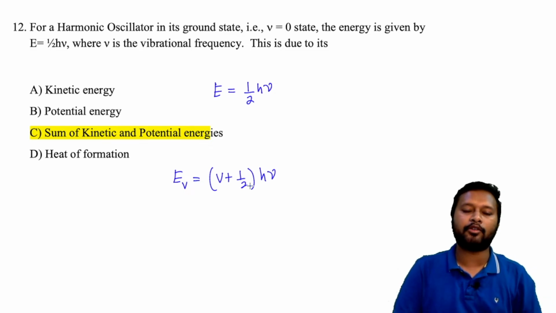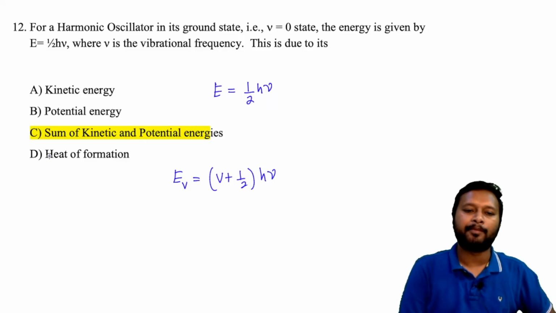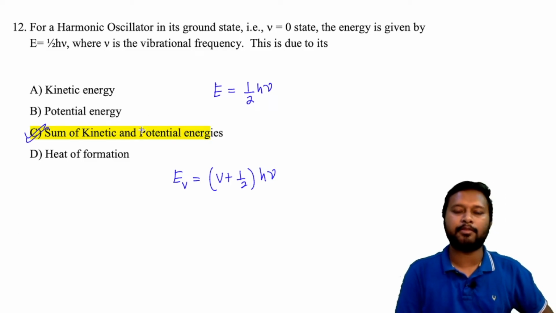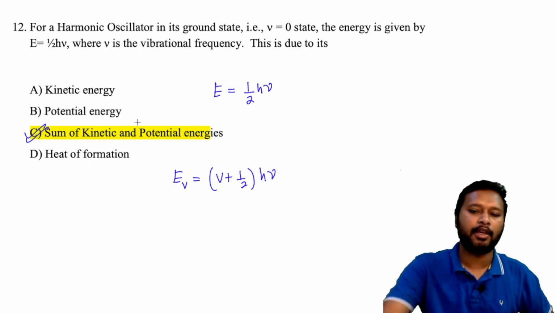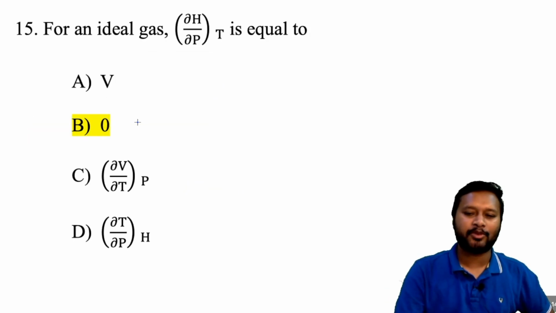So the total energy cannot be just kinetic energy or just potential energy, it has to be the sum of both of them, and that's from where your option number C becomes your correct option. Okay, so you have to be aware about these. This question is from your CSIR NET exam. Okay, it's a direct question from CSIR NET exam.